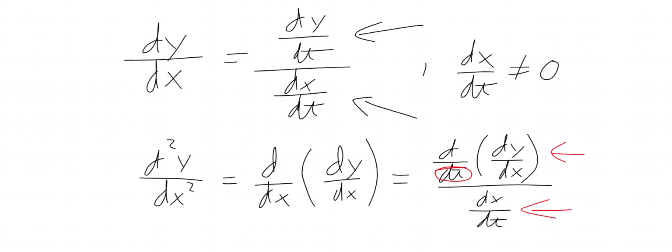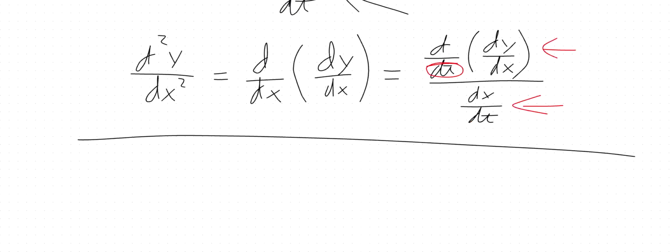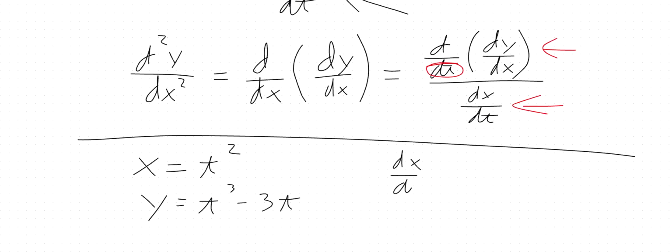So let's go ahead and try an example. Let's say that our x is equal to t squared, and our y is equal to t cubed minus 3t. All right, so the first thing we've got to do is take our individual derivatives with respect to t.